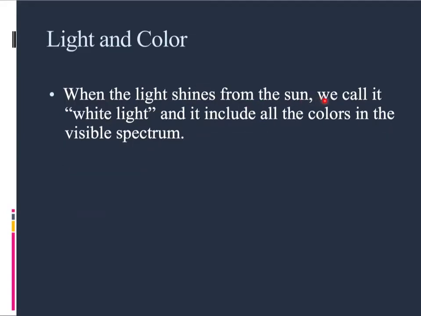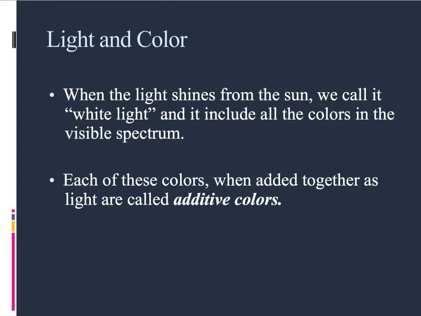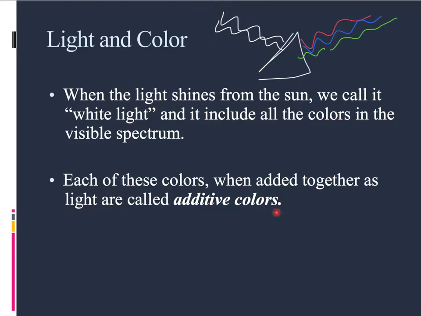So when light shines from the sun, we call it white light, and it includes all the colors in the spectrum. Each of these colors, when added together as light, are called the additive colors. If you remember, we had that picture before where white light came into a prism, and out the other side we got all these different colors. And so we know that white light is made up of all these different colors. That's why they're called additive colors.